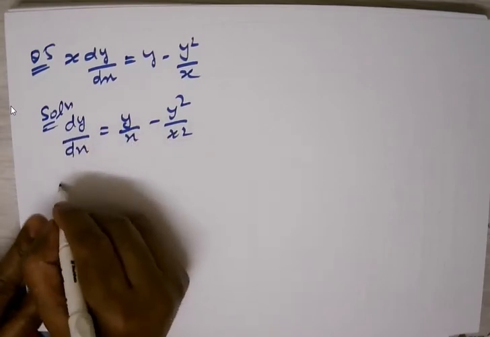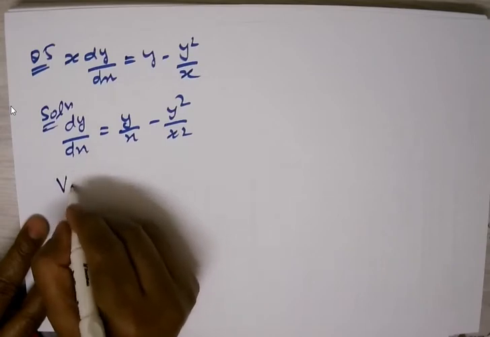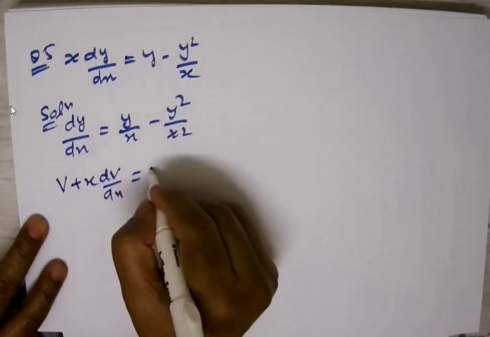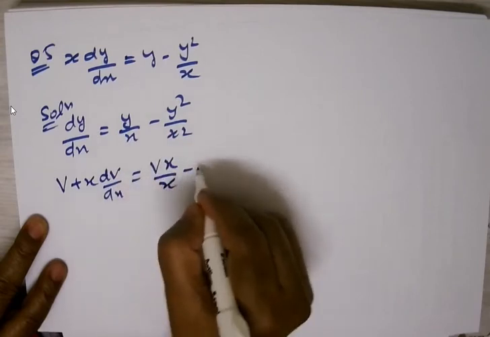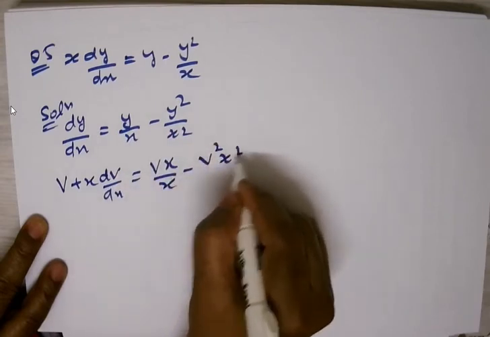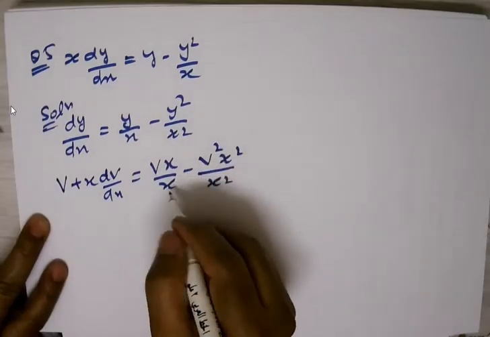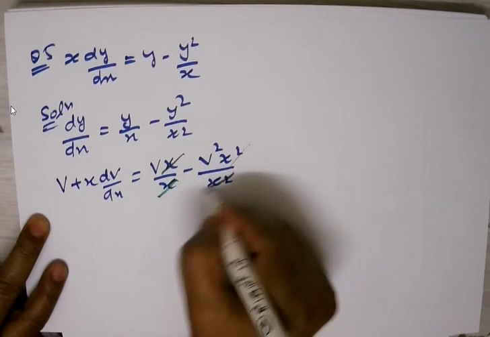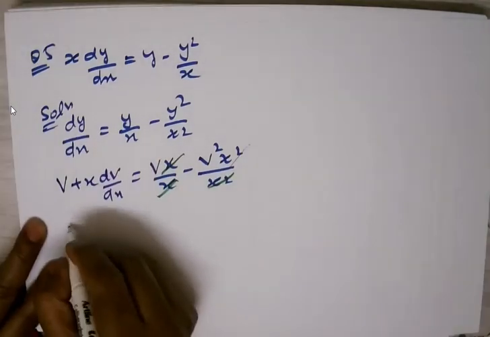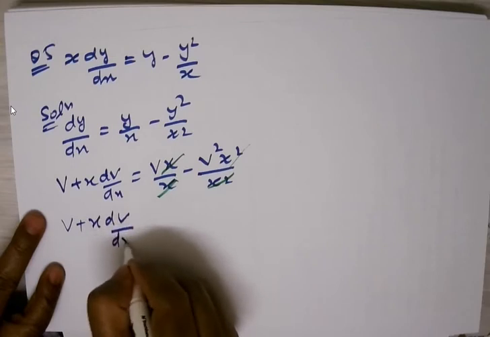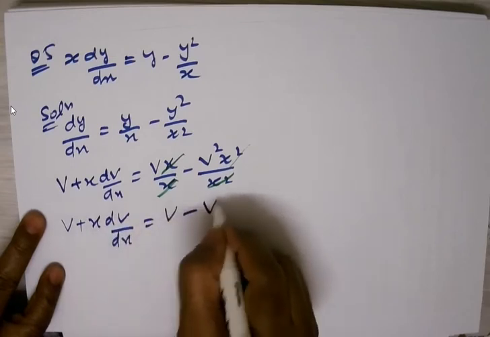We know this one, so I am going to write directly. dy/dx means v + x dv/dx = vx/x − v²x²/x². Now cancel what you can: I can cancel the x's here. So what is the remaining part? v + x dv/dx = v − v².